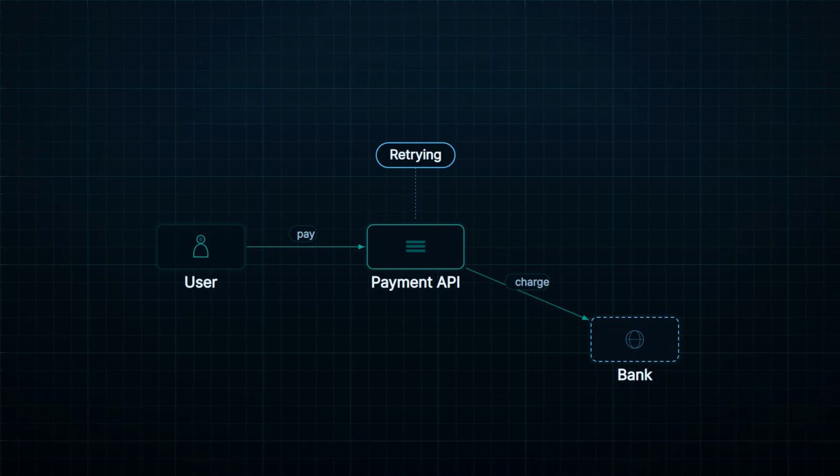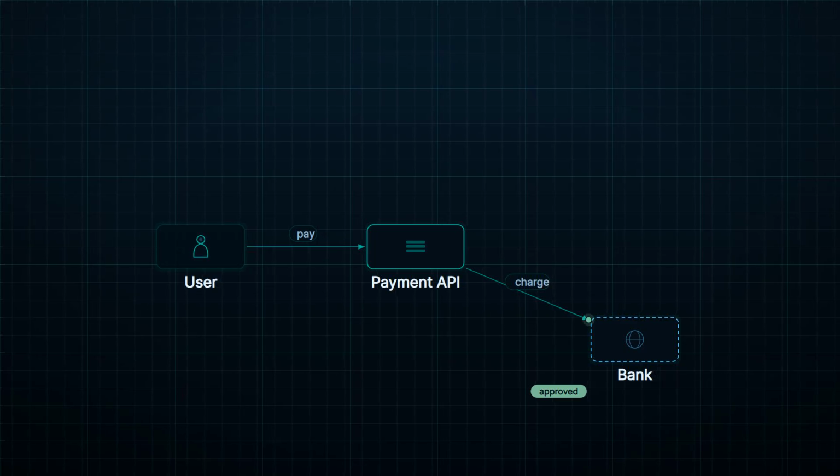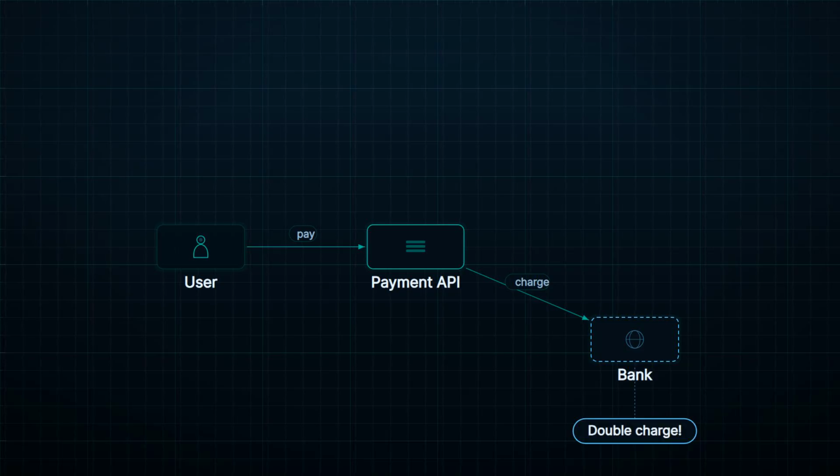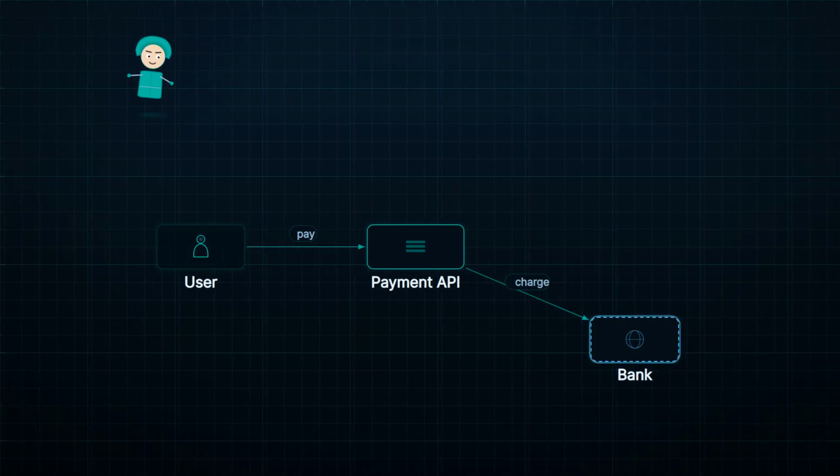The bank receives the second request and processes it. But it also already processed the first request from the earlier attempt. Now the bank has two charges for the same payment. That's the double charge caused by a simple retry without protection.